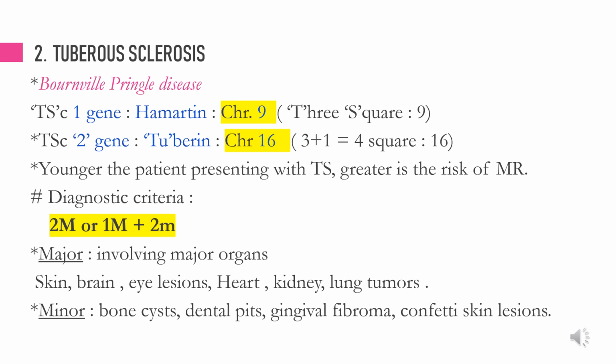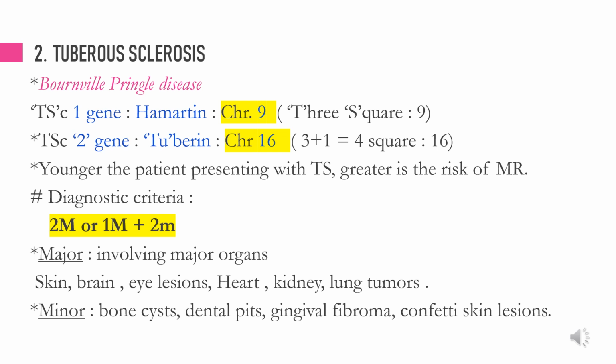To remember this, you can remember that TS, that is tuberous sclerosis, TS is for 3 square. So 3 square is 9. So TSC1 is associated with chromosome number 9, and TSC2, that is 3 plus 1, that is 4. So 4 square is 16. So tuberous sclerosis 2 gene is on 16th chromosome, and 2 for tuberin. So TSC2 gene is associated with tuberin protein.